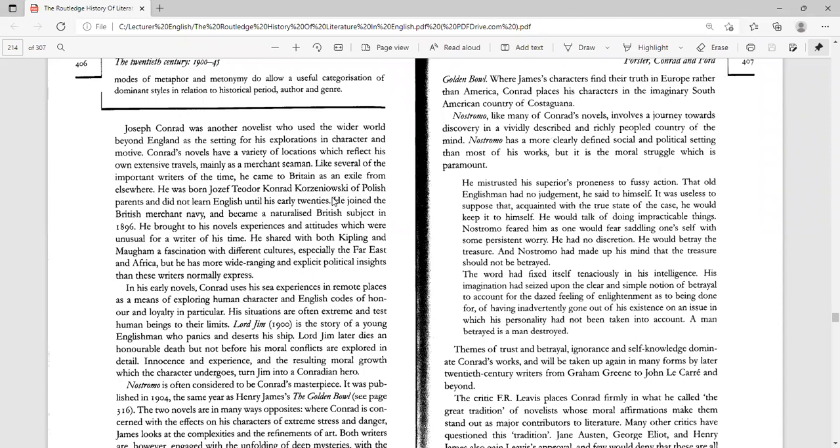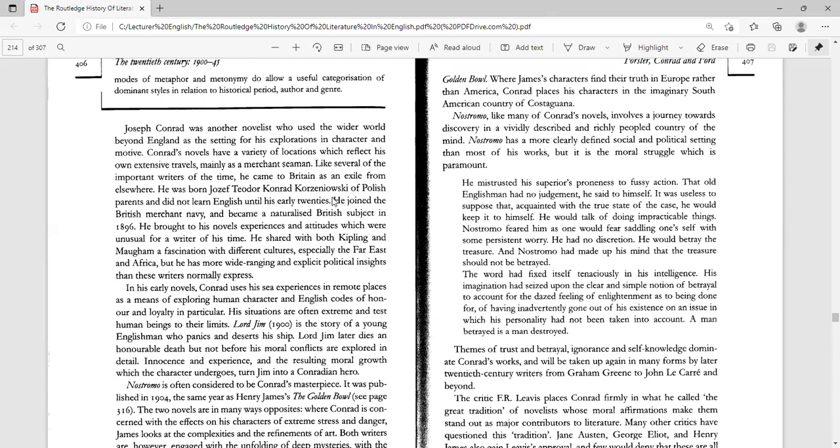Though he shares fascination with different cultures with Rudyard Kipling and Somerset Maugham, he has more wide-ranging and explicit political insights than Kipling and Maugham. I would like to mention one point. When he wrote his first novels, he shared it with John Galsworthy, who met him on a ship, and Galsworthy actually advised him to pursue his career as a novelist.